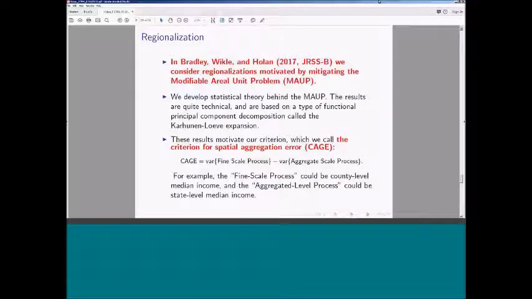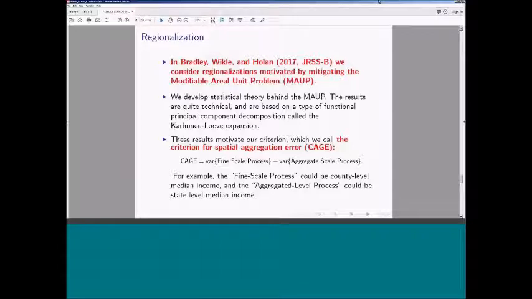So, in a paper that we published in JRSSB, we considered regionalizations motivated by mitigating this modifiable areal unit problem, and we developed statistical theory behind the modifiable areal unit problem. But I'm not going to go through that here. The results are fairly technical, and they're based on functional principal component decomposition called the Karhunen-Loève expansion. But the results motivate our criterion, which we call the criterion for spatial aggregation error, or CAGE.